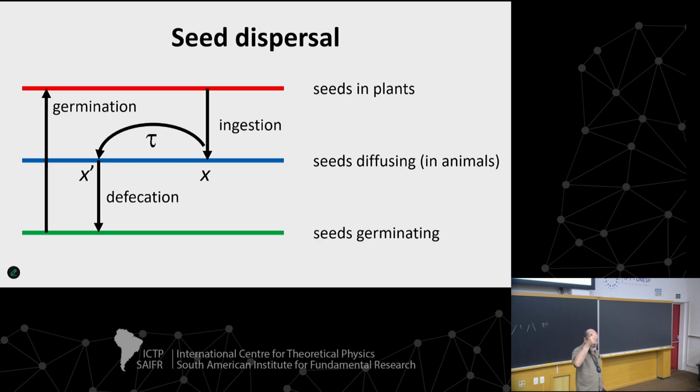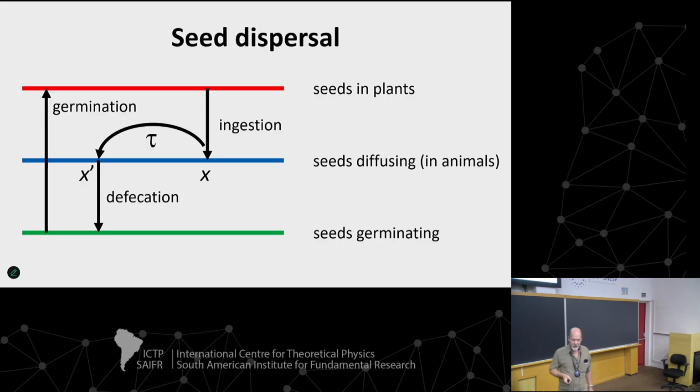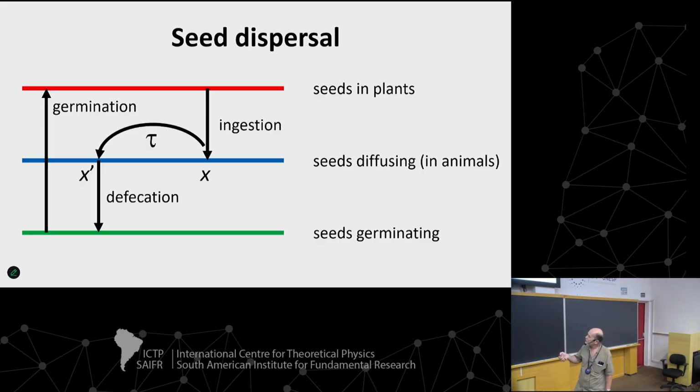So we are trying to describe a system of seeds dispersed by animals. Let me try to formulate the problem in terms of the following three populations of seeds. First, we have immobile seeds, seeds in plants, this red density here. Then we have seeds inside the animals, which are the ones that move. And we have the seeds germinating and eventually producing plants that produce new seeds, so they go here in plants. So these are just deposited in the substrate, and eventually they turn into adult plants.